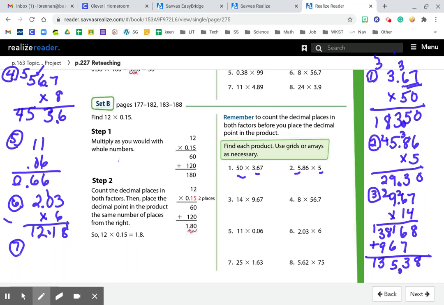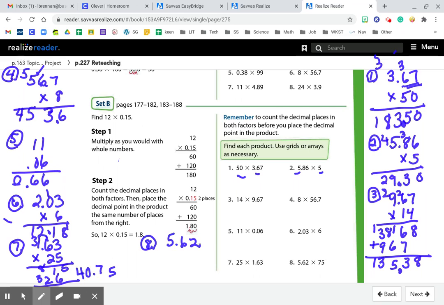Number 7, I might run out of room here. 1.63 times 25, 15, 31, 8, and 6, 12, 3. Add that together, and I'm going to have a 5, a 7, 10, carry the 1, and a 4. Last problem.